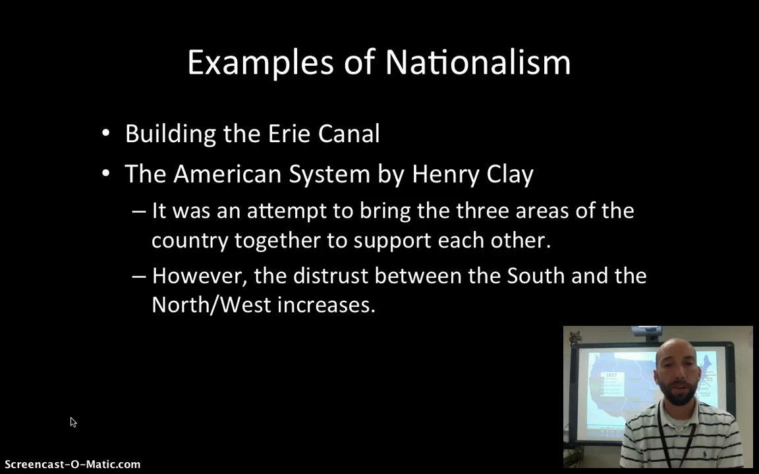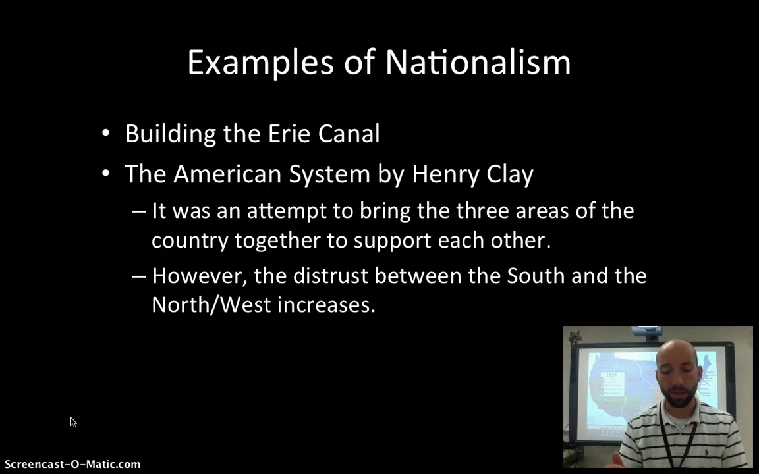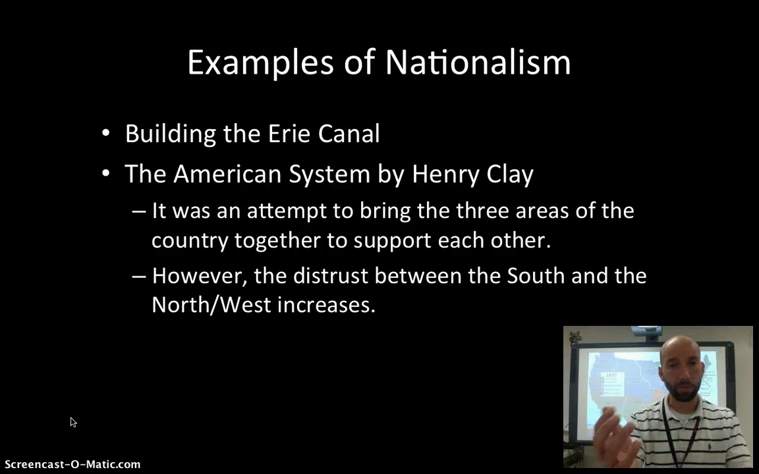And then around that time, Henry Clay comes up with the American system, which we're going to talk a little bit more specifically in class because it's kind of a confusing concept. The American system is an attempt to bring the three areas of the country together to support each other. What he wants is that they're going to have a tariff in place so that we have to buy our goods from here. So basically what would happen is the South and the West would grow things, and then that would be shipped to the North, and the North would make products and ship those to the South and the West.